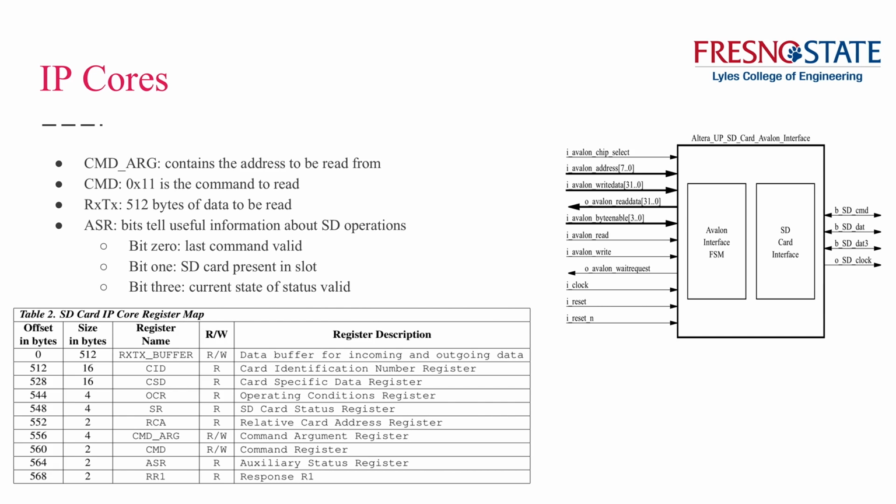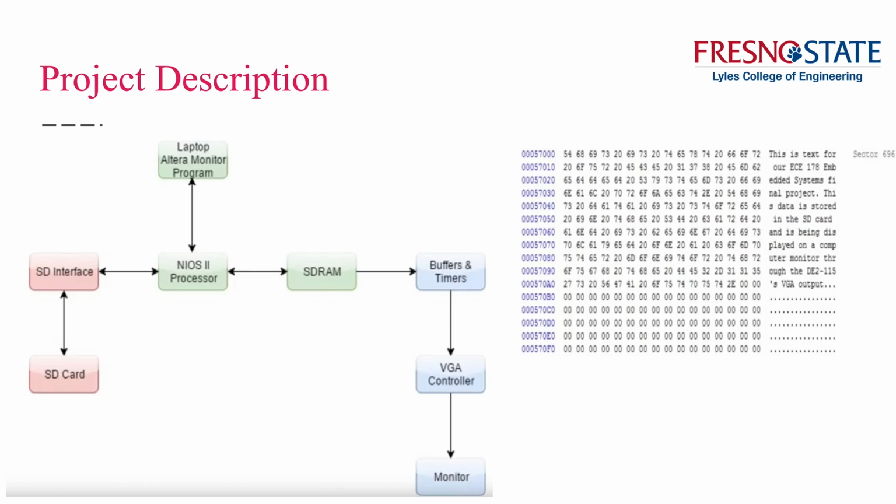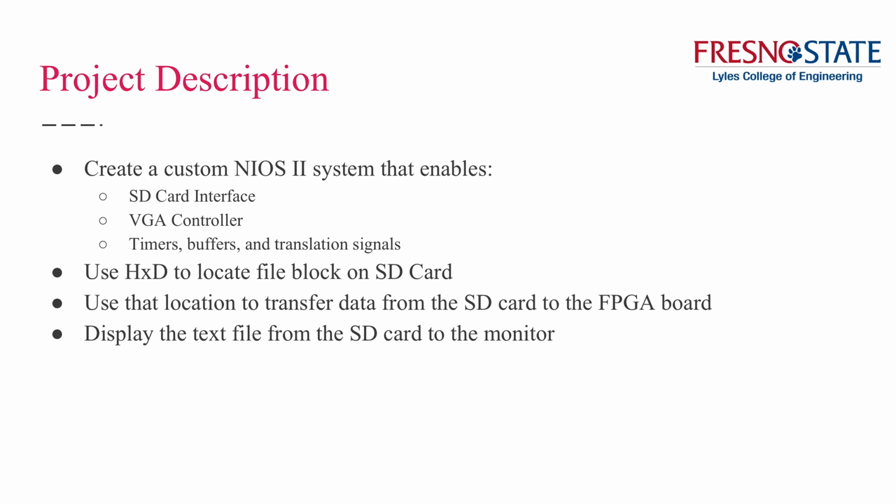In terms of the project description, I wanted to take a text file from an SD card and insert it into the FPGA board, read it, and then display it using the VGA output controller on a computer monitor. In order to do this, I needed to create a custom Nios system using QSys. I had to use all the IP cores that were necessary. Some of the most important ones were the SD card interface, the VGA controller, some timers, buffers, and translation signals.